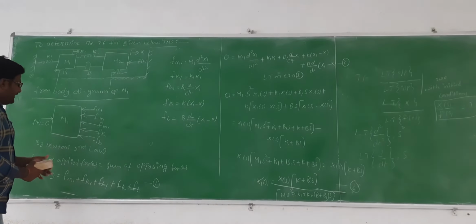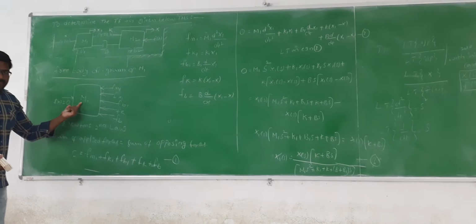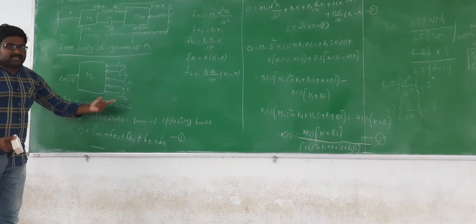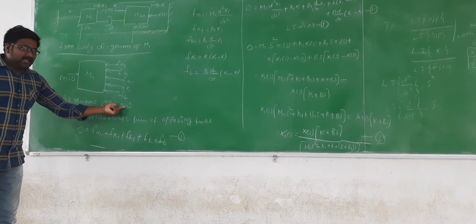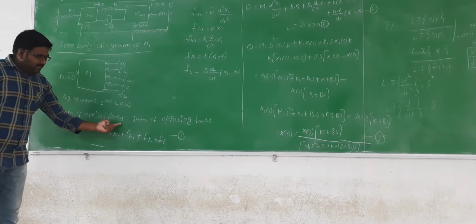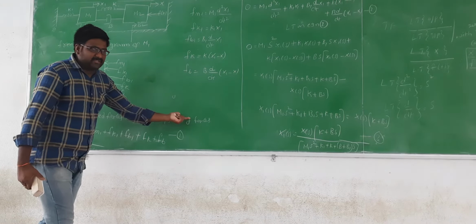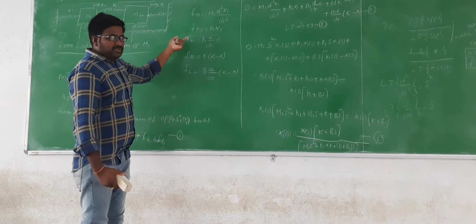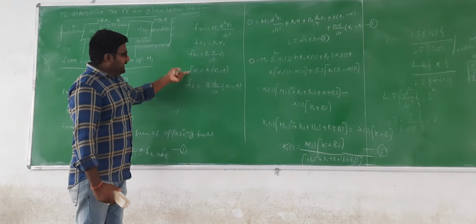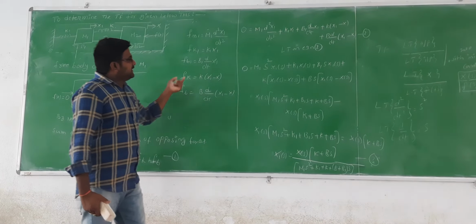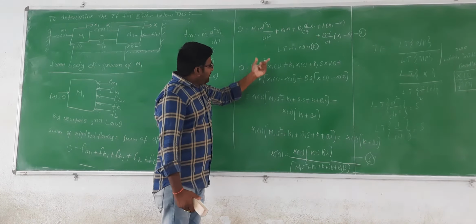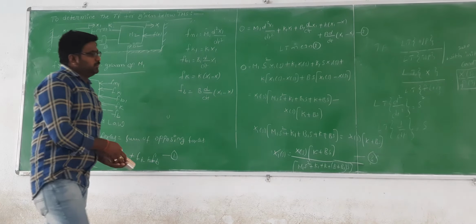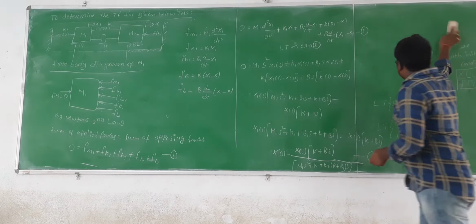So, I repeat: free body diagram of mass 1, applied forces on one side, opposing forces on another side. By Newton's second law, the sum of applied forces is equal to the sum of opposing forces. Write the force balance equations for the given opposing forces, substitute all the values. After that, apply the Laplace transform to equation number 2.